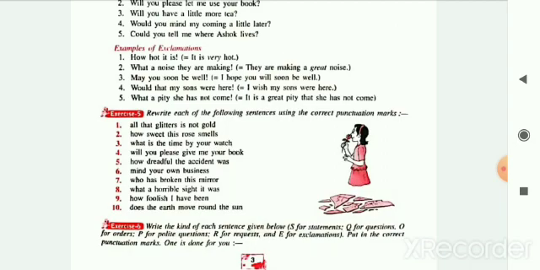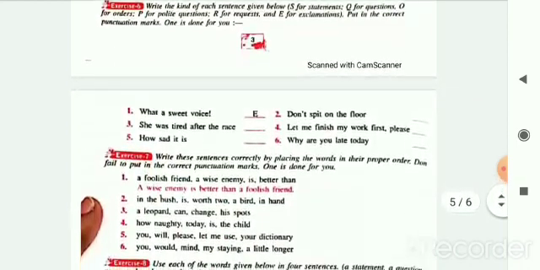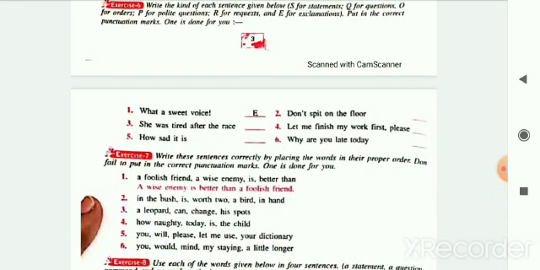Number 7, who has broken this mirror? Now as the sentence suggests, we can make out that it is an interrogative sentence. So here W will be capital, and who has broken this mirror? After mirror we will put a question mark. Hope you have understood. So please try to do exercise 5. Exercise 6. Again, you will try to find out the kind of sentence that it is, meaning whether it is exclamatory, interrogative, declarative or imperative.